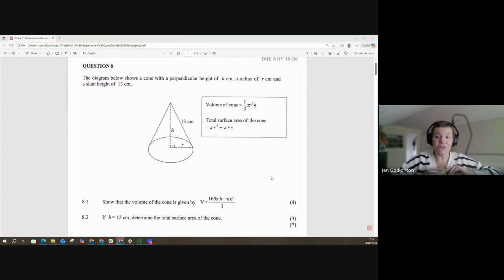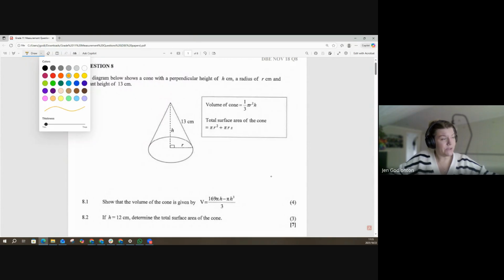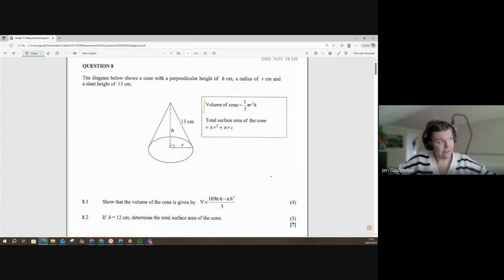knowledge. Now, as soon as you have anything that's slightly harder than a prism, they always will give you the formula. So like here, you'll see they've given you the volume of a cone, and then they've given you the total surface area of a cone. We just need to be able to understand how to work those. So we need to know that the R is the radius, and we need to know that the H is the height, for example.